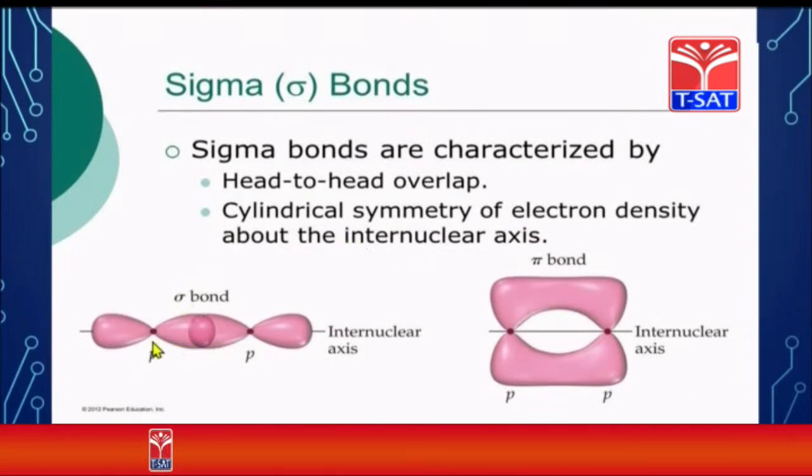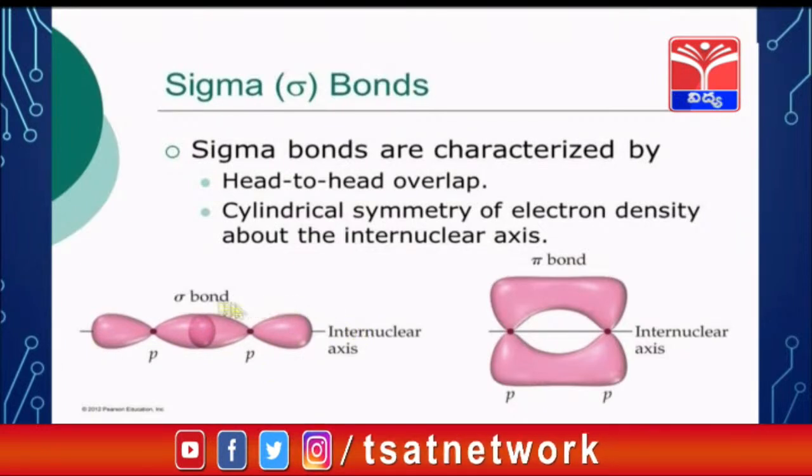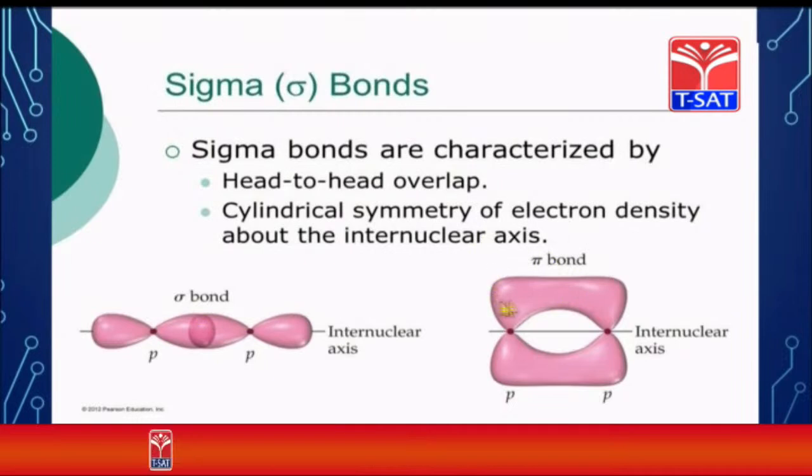So the head of one orbital overlaps with the head of another orbital along the internuclear axis. So cylindrical symmetry of electron density about the internuclear axis takes place. Now there is another type of bond called a pi bond. Now what is this pi bond?